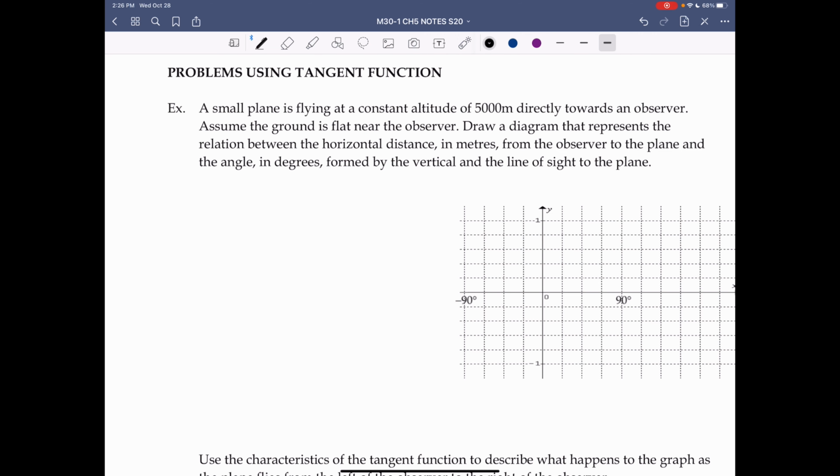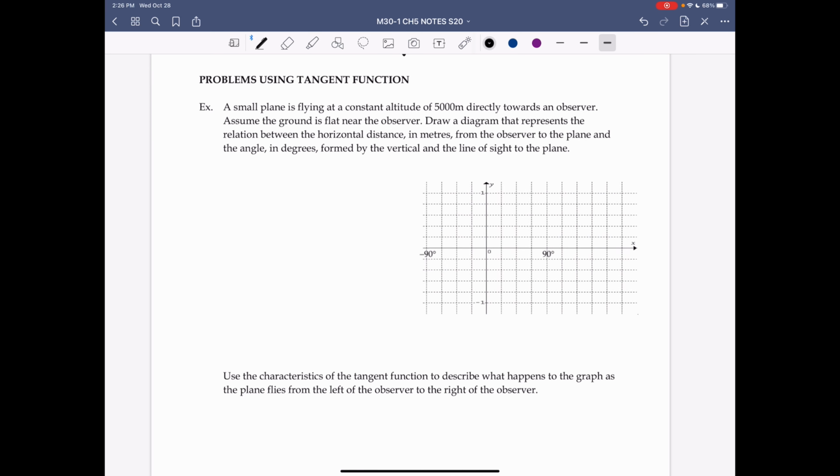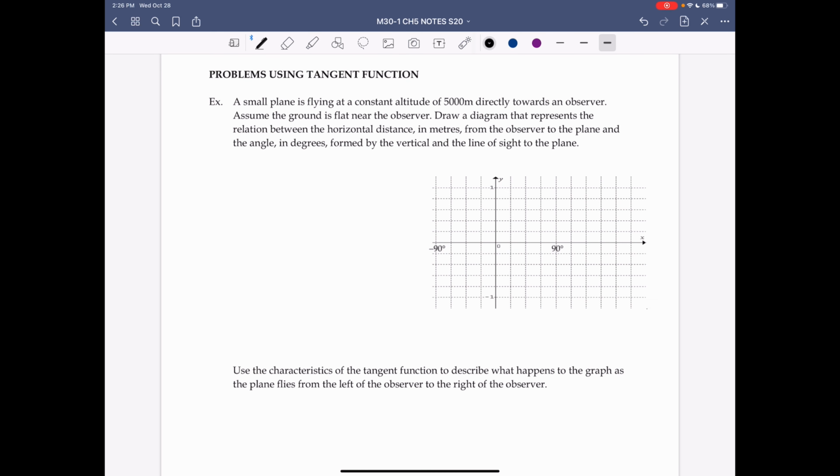Problems using tangent function. A small plane is flying at a constant altitude of 5,000 meters directly towards an observer. Assume the ground is flat near the observer. Draw a diagram that represents the relation between the horizontal distance in meters from the observer to the plane and the angle in degrees formed by the vertical and the line of sight to the plane. Use the characteristics of the tangent function to describe what happens to the graph as the plane flies from the left of the observer to the right of the observer.